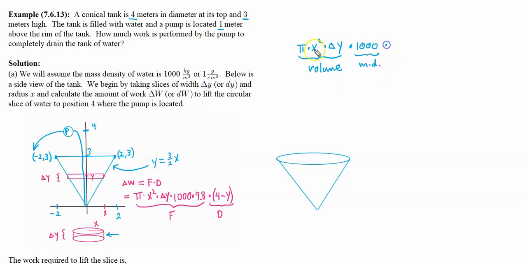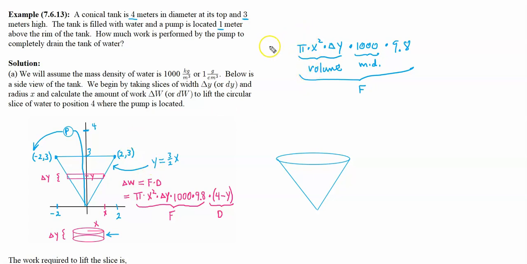Okay, so in total here now we have the mass of the slice. Now to calculate how much force it takes to lift this slice upward, we have to multiply by acceleration near the surface of the Earth, which is 9.8. Okay, now what we have here is how much force it takes to lift that slice of water.